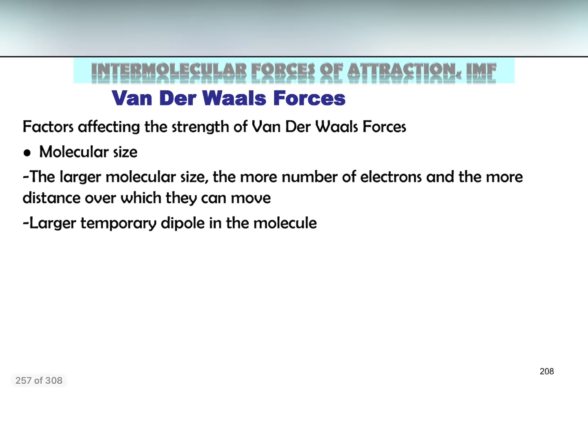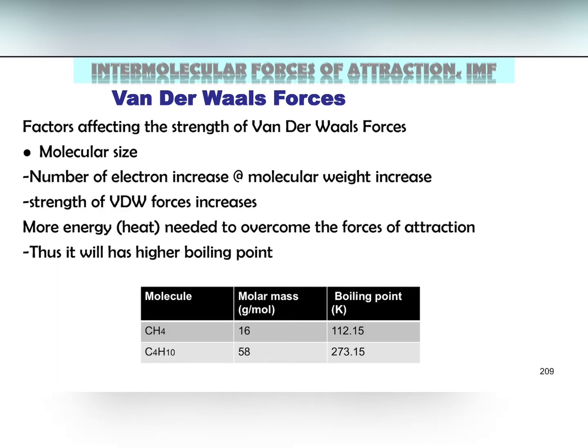Okay, so first kita tengok molecular size. So the larger the molecular size, the more the number of electron yang ada. That is why the more distance over which they can move, right? So larger temporary dipole in the molecule. So first kita nak tengok the first factor which is molecular size.